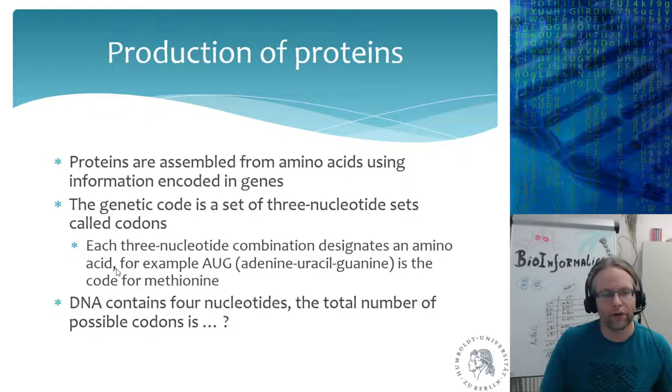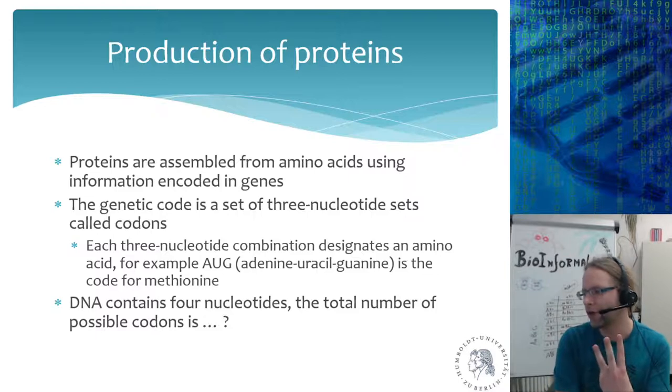This is the description of that. We know that DNA contains four nucleotides. So now a question to you guys. If we know that there are four nucleotides and that a combination of three nucleotides codes for a single amino acid, then how many possible codons are there? How many possible amino acids can you encode on DNA?